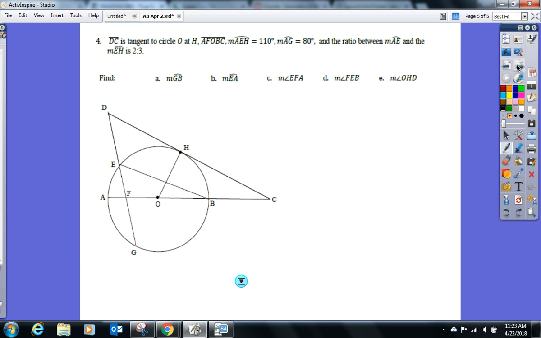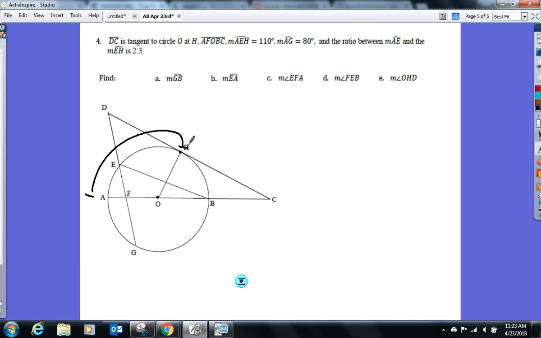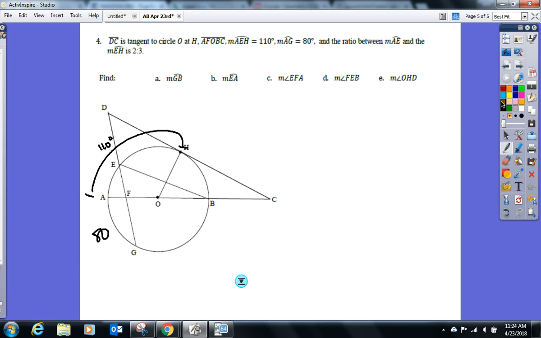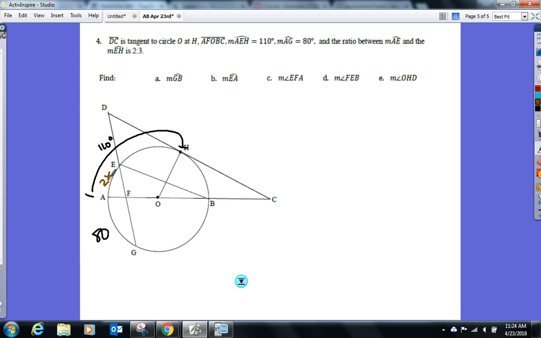DC is tangent. All right, that's what we went over on Friday. Touches it once. Great. AEH. Everyone find that arc. Everyone see AEH? 110 degrees. I kind of just draw something from here to here that says, all right, 110, so I know it's the full arc. AG, 80. And the ratio from AE to EH is 2 to 3. So what do you want me to throw on arc AE? A 2x? And what do you want me to throw on EH? A 3x, yep.